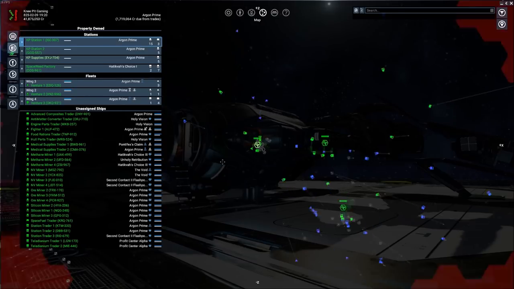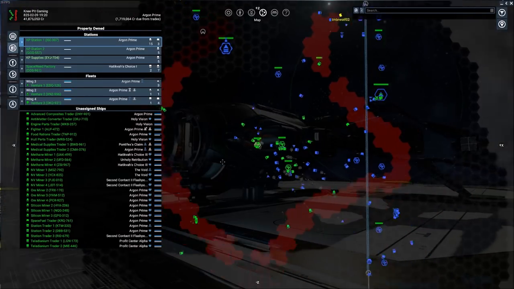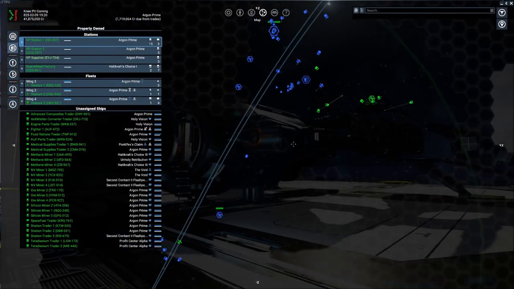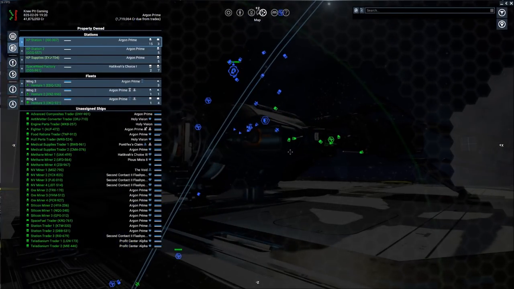So I needed a way to set up very simply. Now you can do this with auto trade. That's not a problem. You can simply adjust the max gate distance that they can travel to buy and or sell. So it can be done. It's not a problem that it can't be done.